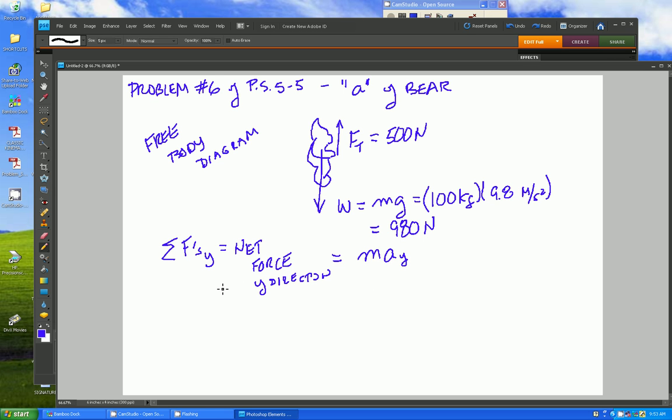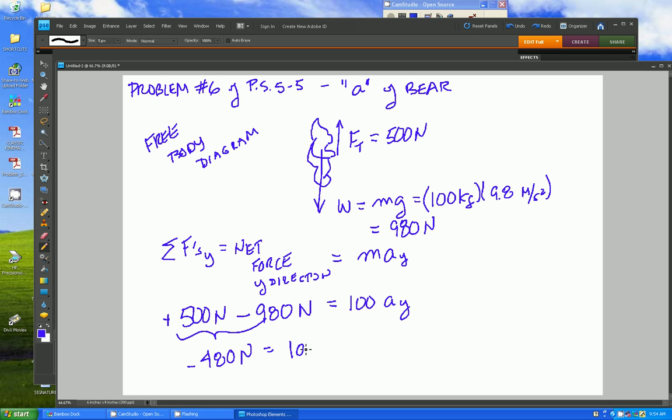So what is the sum of the forces in the y direction? Well, we have 500 newtons acting upwards. We have 980 newtons acting downward. That's the reason for the negative. So this is a positive acting upward, is equal to the mass of the bear, which is 100 kilograms, times the acceleration in the y direction. This turns out to be the net force, doing this algebraic addition or subtraction, as you will. This comes out to 480 newtons. It happens to be negative because the 980 is bigger than the 500, which is equal to 100 times the acceleration of the bear in the y direction.